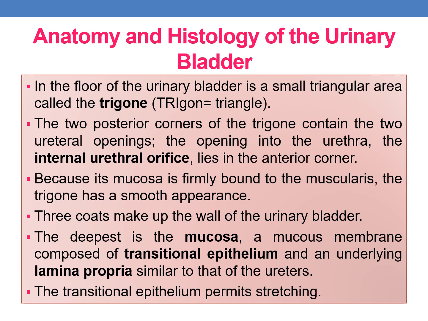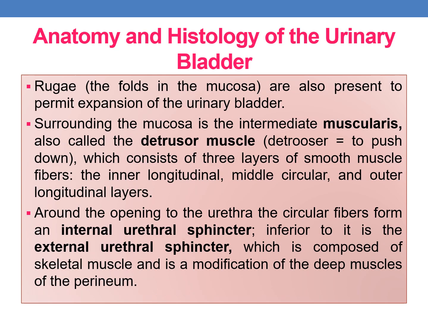Three coats make up the wall of the urinary bladder. The deepest is the mucosa, a mucous membrane composed of transitional epithelium and an underlying lamina propria similar to that of the ureters. The transitional epithelium permits the stretching, as we have discussed earlier. Rugae are also present to permit expansion of the urinary bladder. Rugae are nothing but the folds of the mucosa.